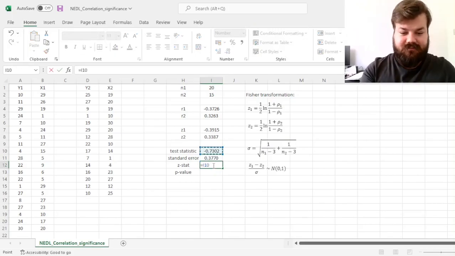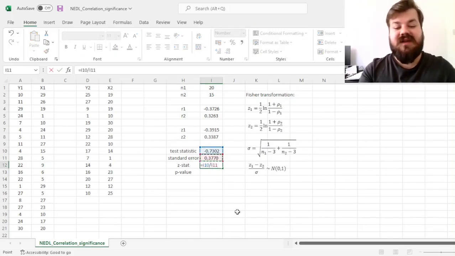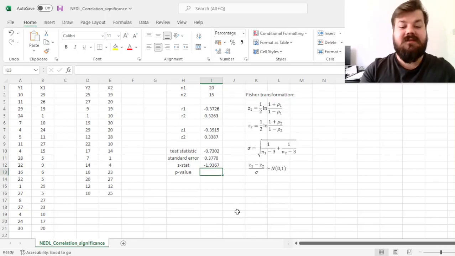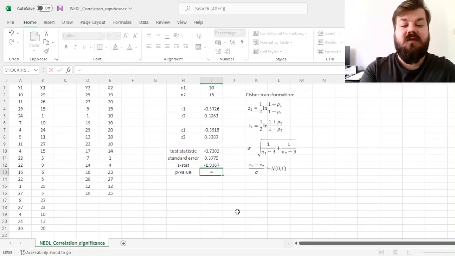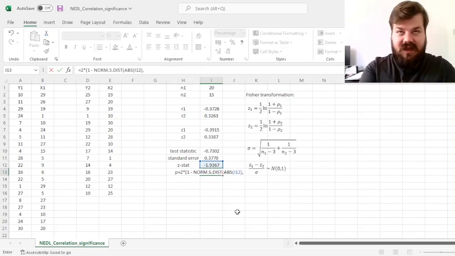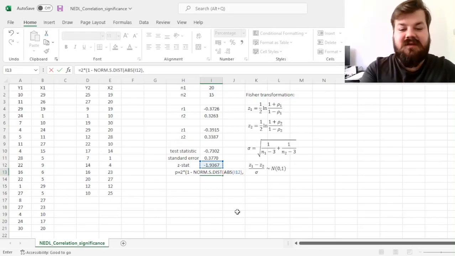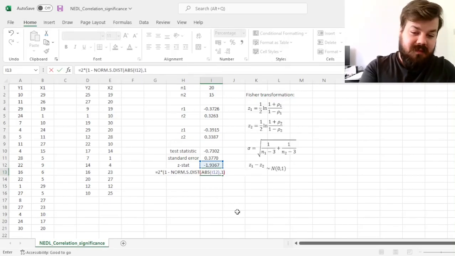For the Z-stat, we can divide our test statistic by the standard error and get a Z-stat of minus 1.94. And then for the p-value, we'll use the two-tailed Z-test, meaning that we need to multiply two times one minus the standard normal distribution of the absolute value of the Z-stat. Again, we don't care about the sign, it's two-tailed, and we put one for cumulative.